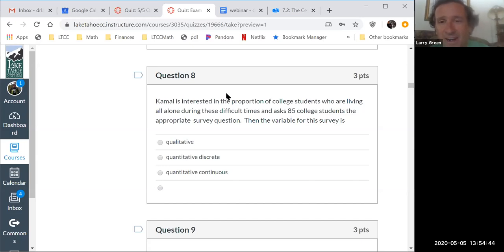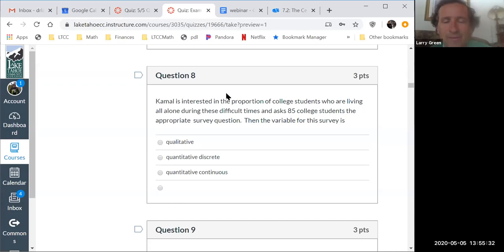All right, and what I'm seeing are no and yes and no and no and yes. Okay, those are not numbers. Is that clear? So the answer to the survey question is not a number. And not a number is which of the 3 choices? Yeah, it's qualitative. So question number 8's answer is qualitative, because the survey question is, are you living alone during this time? And people are going to say yes or no, and that's qualitative. Any questions on this?